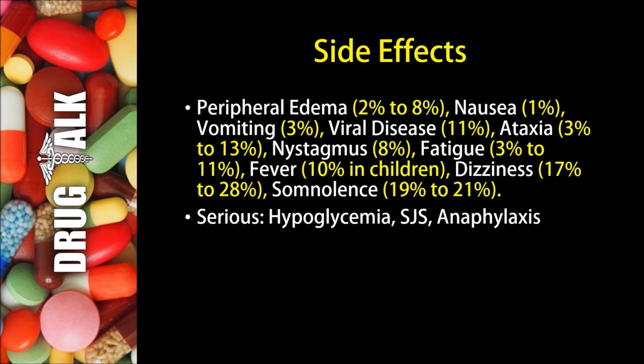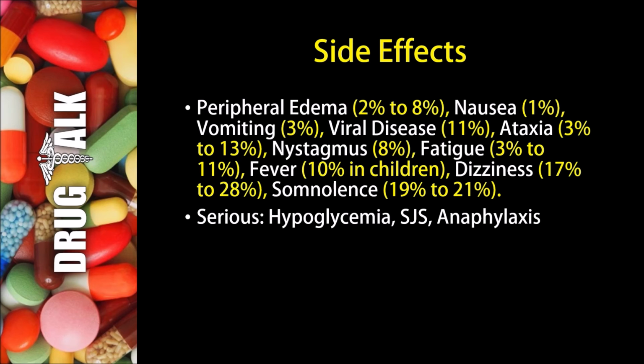So now, as with all medications, there are some side effects or adverse reactions that patients may experience while using gabapentin or Neurontin. So I'll go over some of those here now. So peripheral edema can happen 2 to 8% of the time. We see nausea come in at a rate of 1%. About 3% of patients may experience vomiting, and about 11% may experience a viral disease.